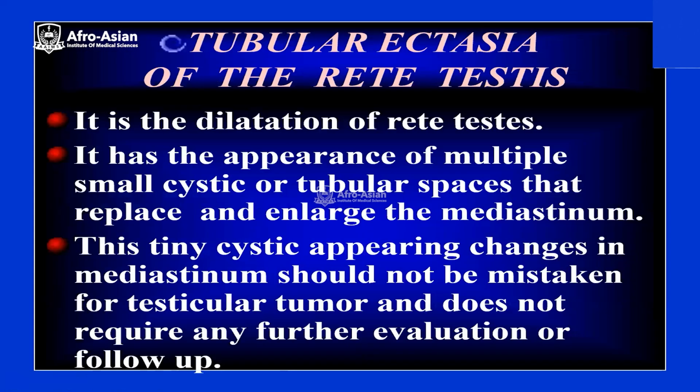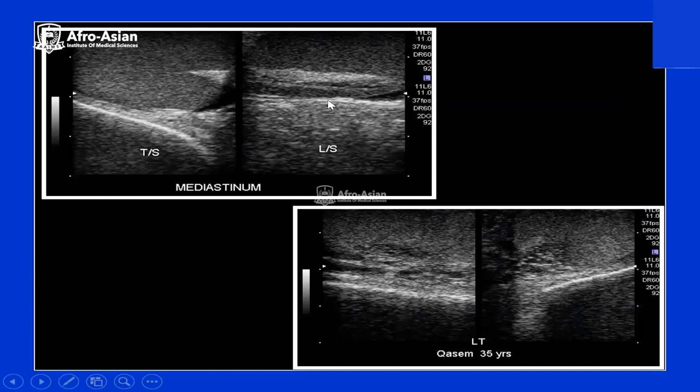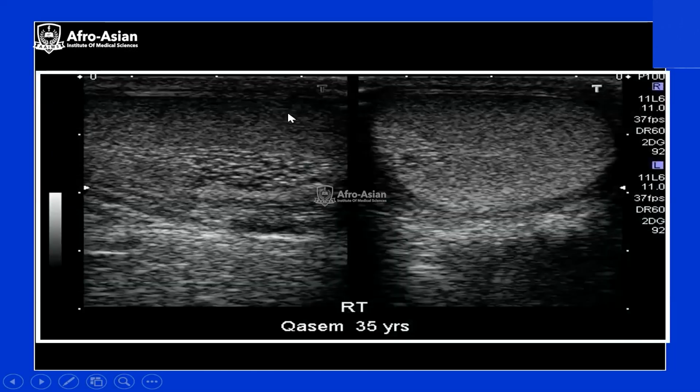Then there is a tubular ectasia of the rete testis. This is the rete testis, which is hyperechoic, and in ectasia we will miss or we will not find this hyperechoic area, or it will be irregular and distorted. This is a patient 35 years old, left side. There is some heterogeneously hypoechoic area instead of hyperechoic rete testis. Here you can see the close view.